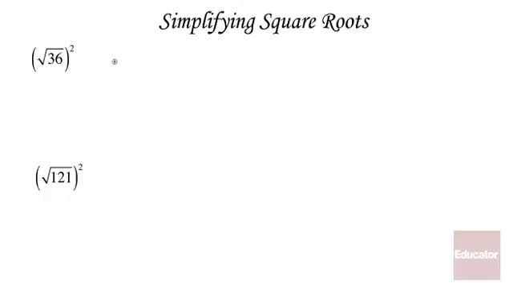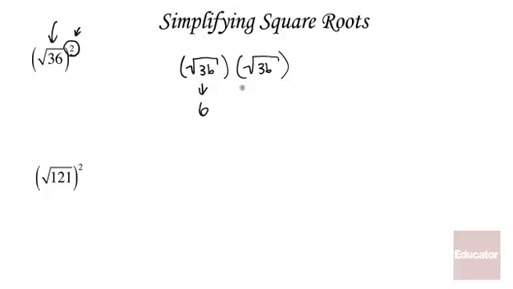Simplifying square roots. Sometimes you may see an exponent along with the square root symbol. Let's see how we could simplify this. The exponent means that I'm going to multiply it twice. So I'm going to take the square root of 36 and multiply it with the square root of 36. The square root of 36 is 6, because 6 times 6 is 36. The square root of 36 is 6, and 6 times 6 equals 36.